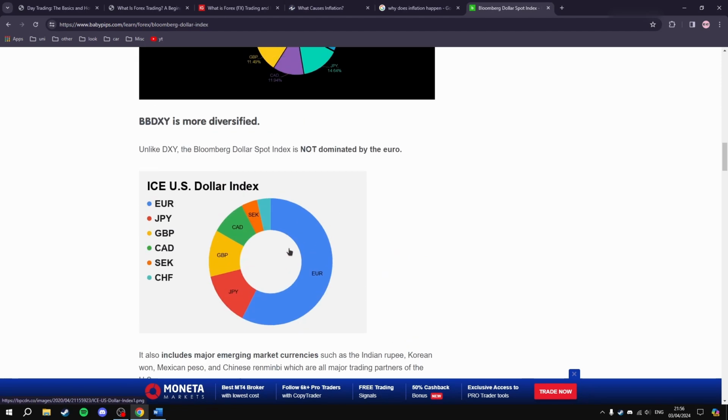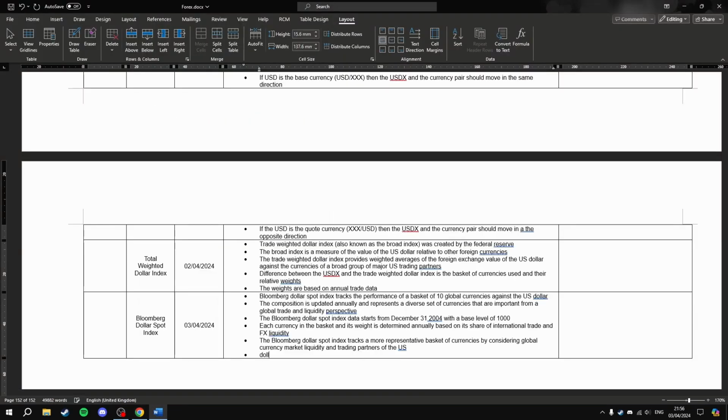So the Bloomberg Dollar Spot Index is not dominated by the euro.